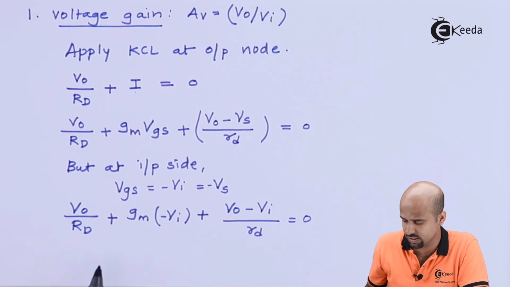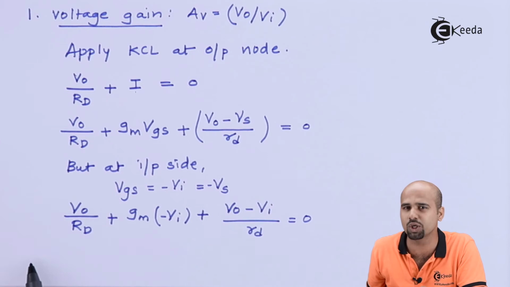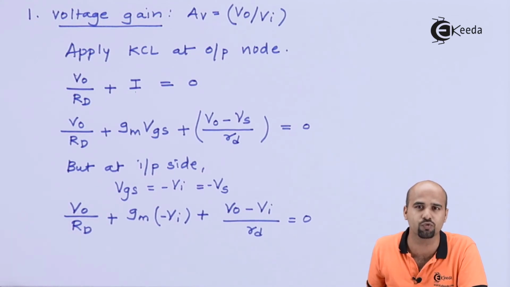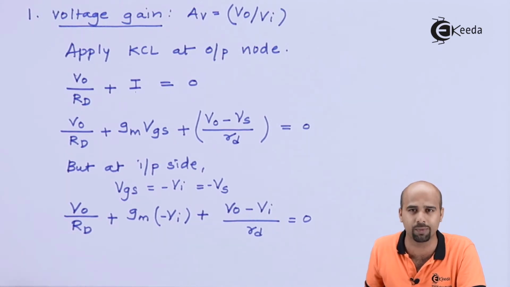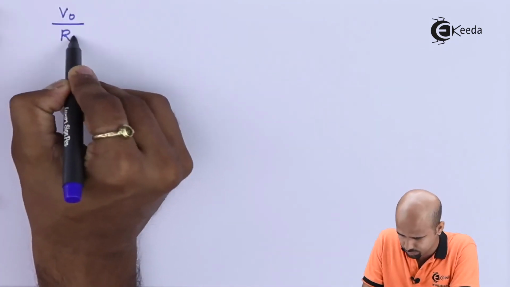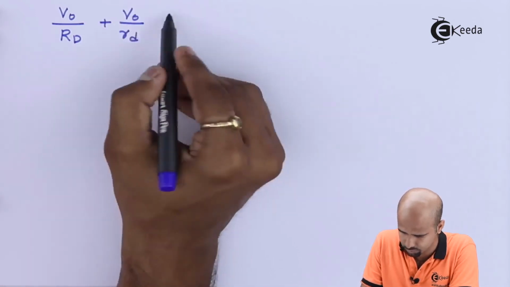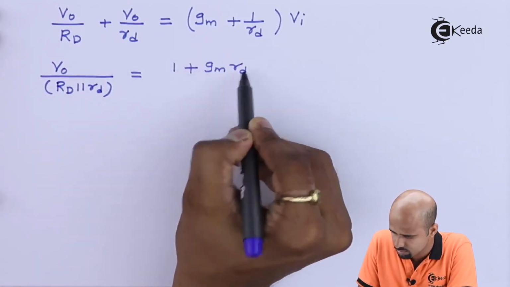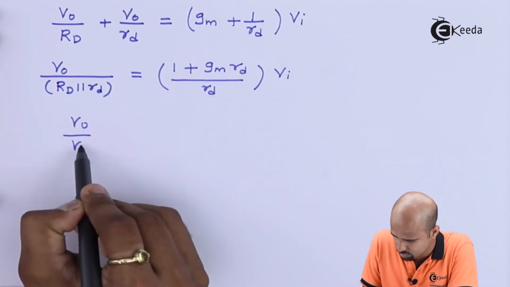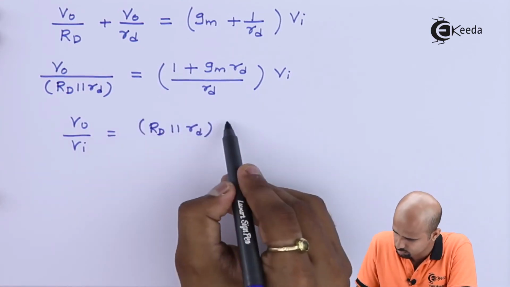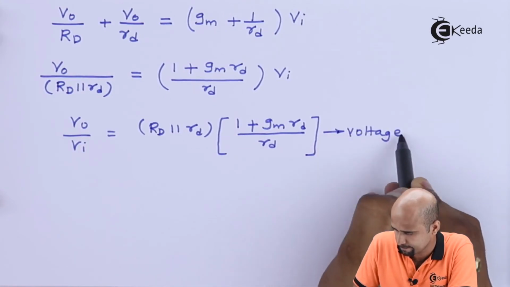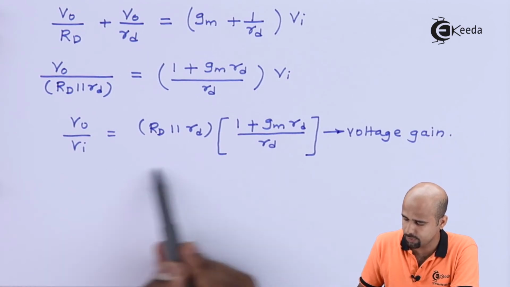That is the required one, right? Now if you observe this equation, with a little bit of mathematical manipulation we can get the ratio of VO divided by VI. Do this on your own. Take a pause for 2 minutes and calculate the ratio of VO divided by VI in the form of small rd, capital RD, GM. Let's do that. This is the formula of voltage gain.